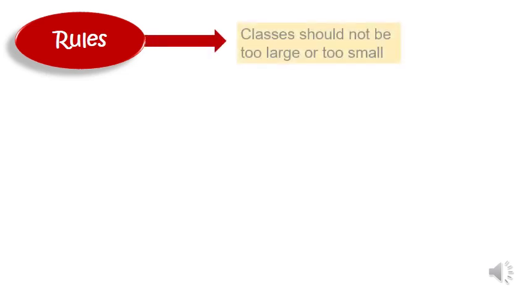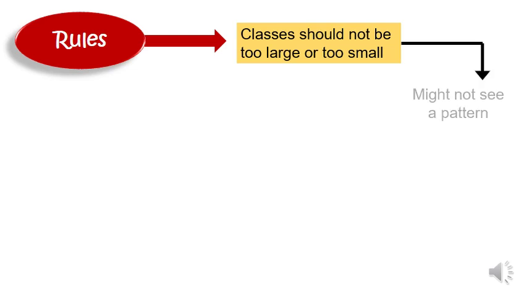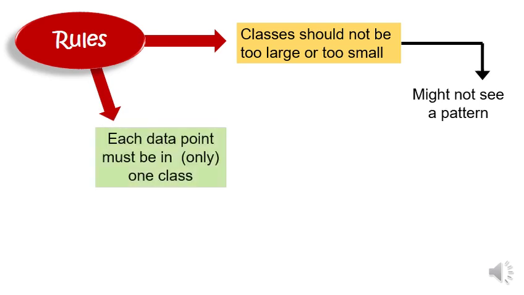There are some rules when selecting class limits. First, the classes shouldn't be too large or too small. This is because you might not see a pattern. Then each data point must be in only one class.